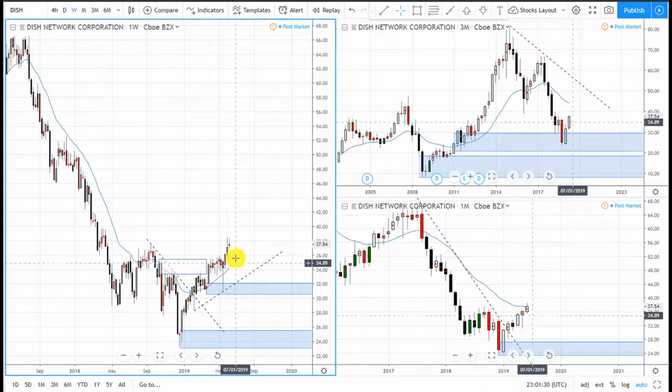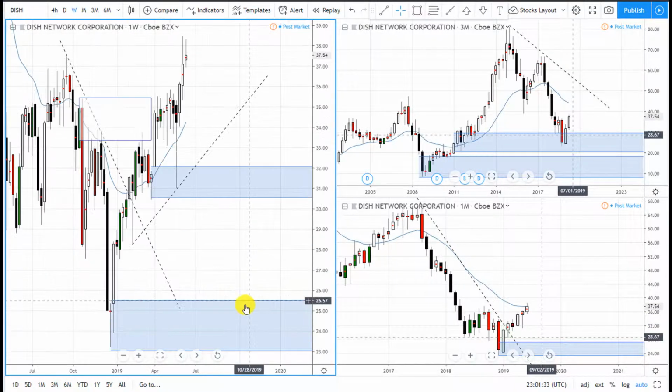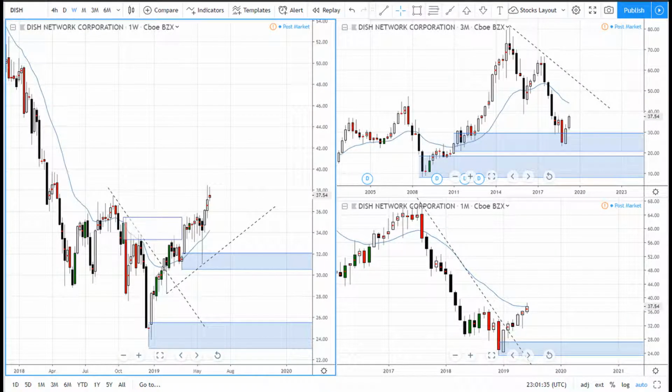So if price shows really good price action, we can definitely go long. If price does this, then we can buy right here. We can buy at this zone. So that's what we're looking for, and that's the analysis on Dish Network Corporation, ticker symbol DISH.